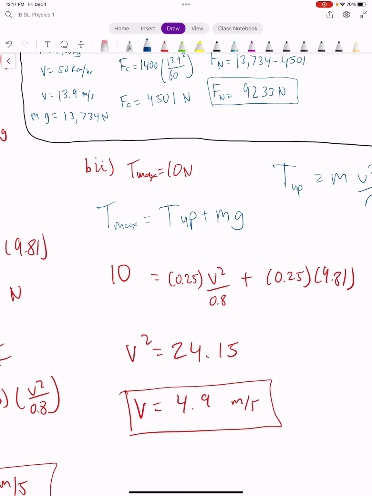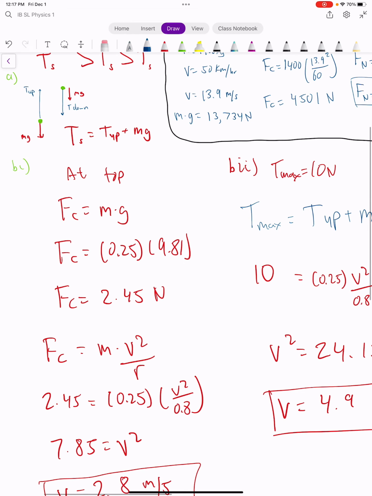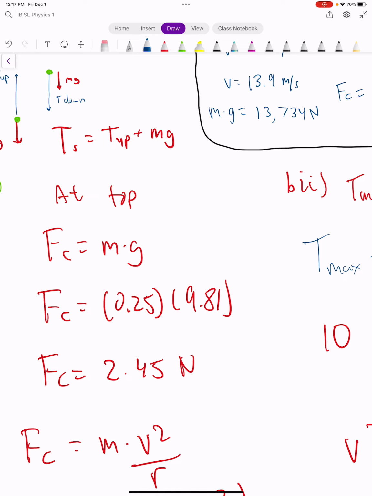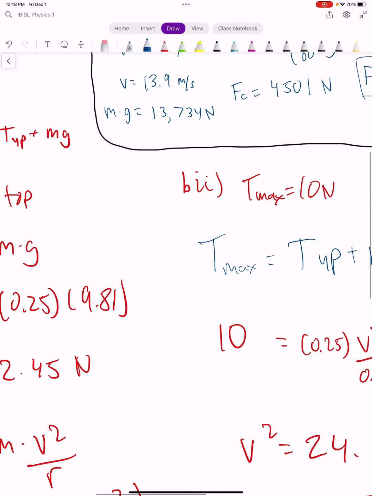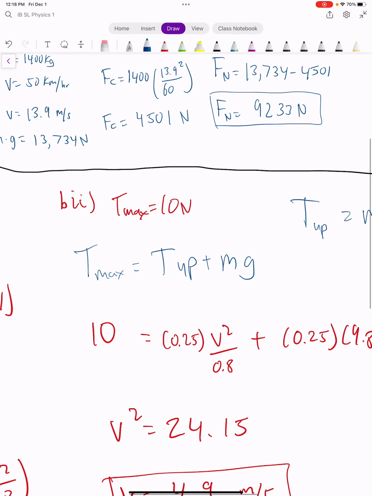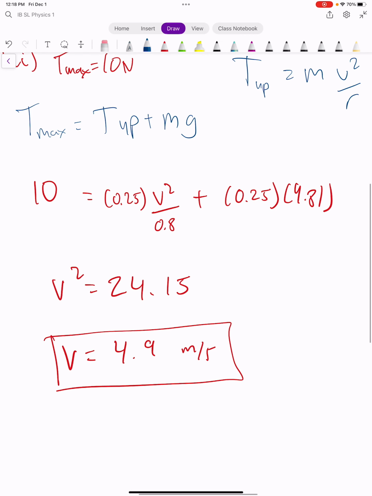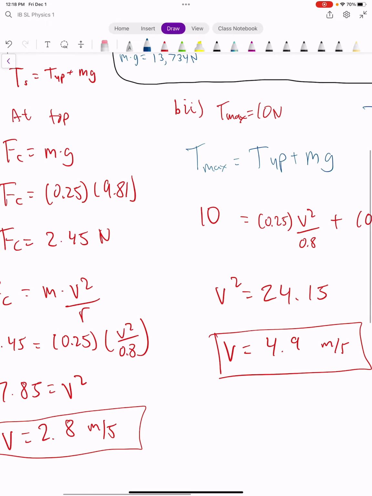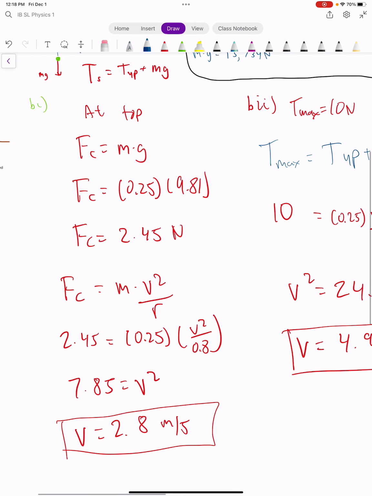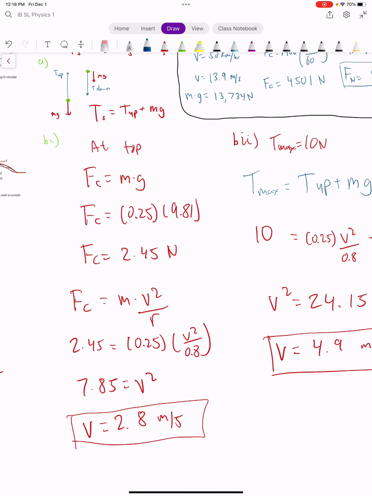Okay, so we use our equation here that says the tension in the string is the centripetal force up plus the mg. So if the maximum tension is 10, we'll put in 10 here. Then we'll put in our centripetal force equation here, and then we'll put in our weight equation here. Once you solve for v squared, you get 4.9. Now that makes sense because the speed was 2.8, so you can't be going too much faster than 2.8, right?